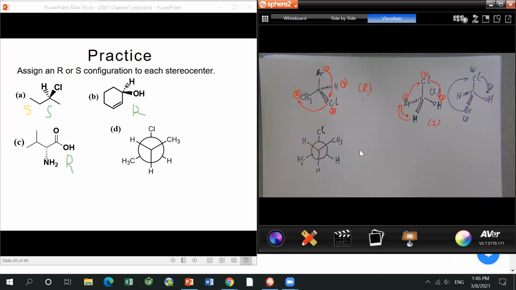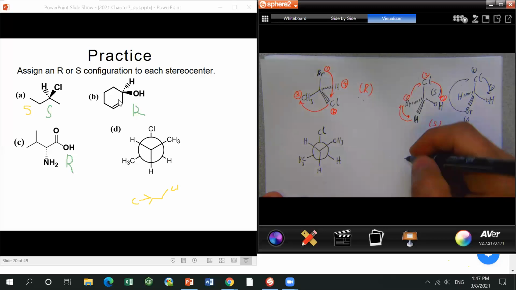Pretty good. Some students already put the right answers for A, B, C. For A, it should be S, because chlorine has the highest priority, followed by ethyl and then methyl. So you draw your arc counterclockwise, and it should be S.